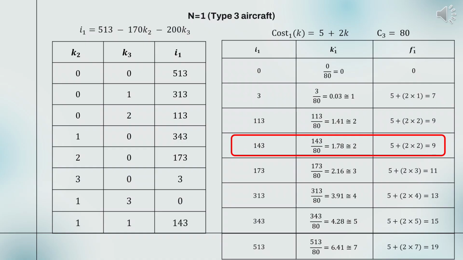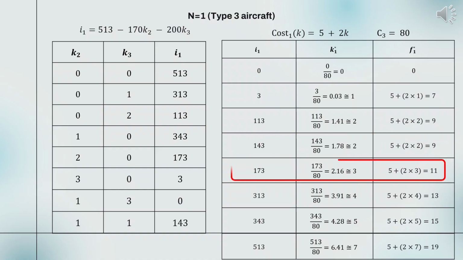For 143 passengers, the result is 1.78, requiring 2 aircraft once again. The optimal cost in this case will also be 9. Row 5, I1 equals 173. With 173 passengers, the division results in 2.16. Therefore, by allocating 3 aircraft, an optimal cost of 11 units is obtained.